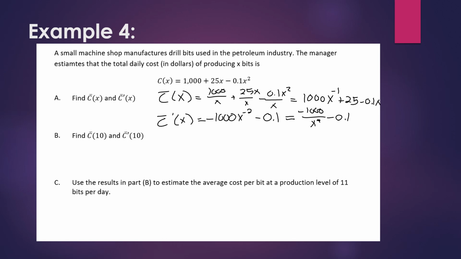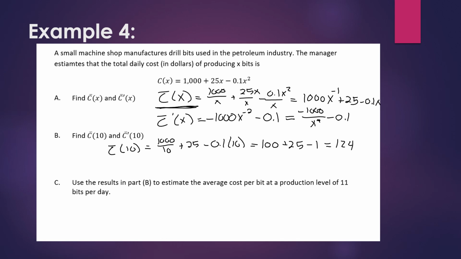So C bar of 10, we're plugging into C bar over here. So this would be 1,000 over 10 plus 25 minus 0.1 times 10. So that's going to be 100 plus 25 minus 1. So we get 124. So the average cost of producing 10 drill bits is $124 a drill bit.